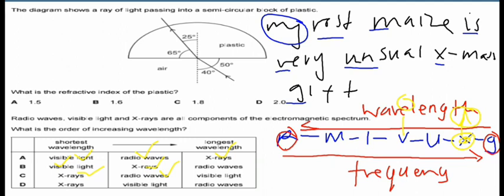D, we have the X-rays, which is correct, followed by visible light, which is correct. Then the last one, which is the longest wavelength, is the radio waves. So the correct answer here is going to be D. So you need to be very, very careful when answering such kind of questions. Let's move on to the next one.